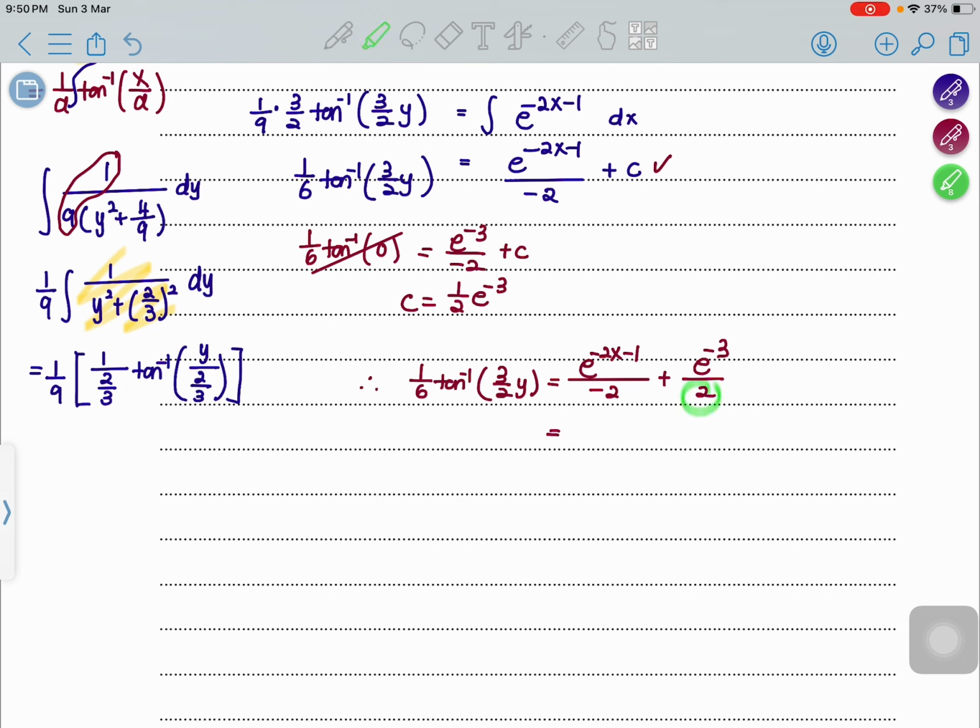I am having a 2 here and this is a negative 2. So I am going to bring the negative upward. And I'm going to balance my denominator.